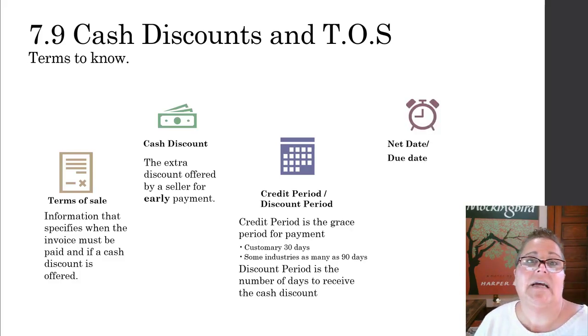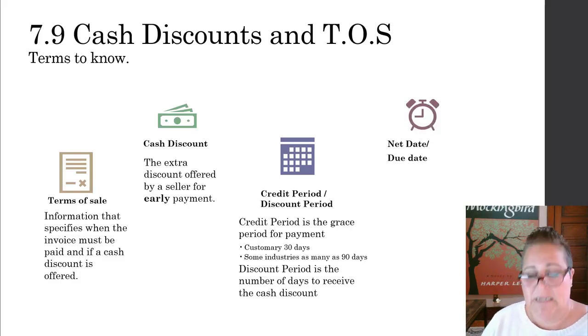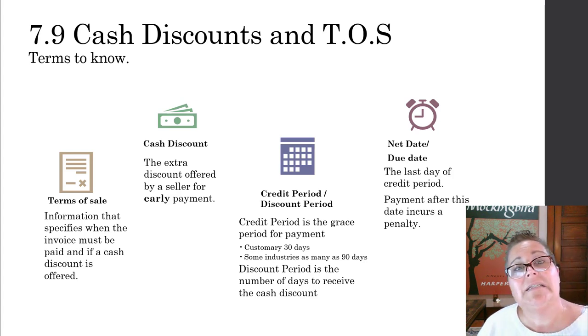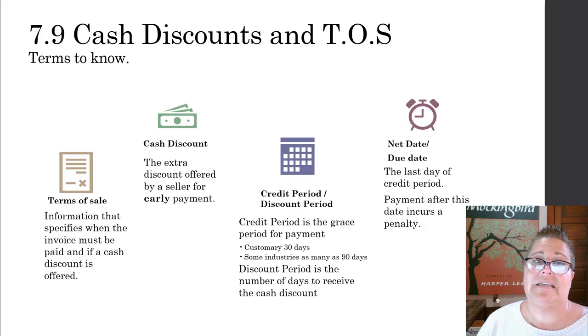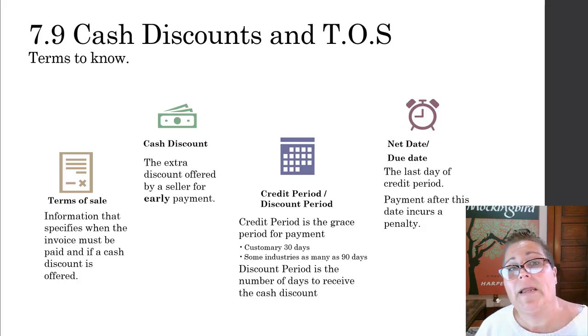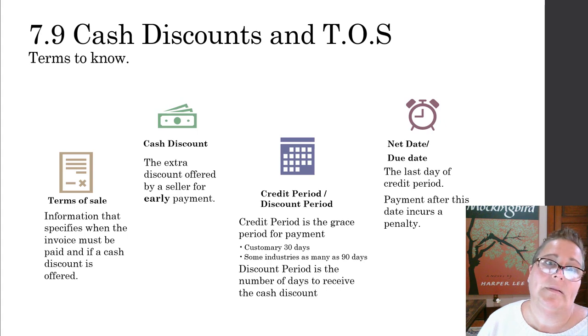Lastly, we have the idea of a net date or a due date. This is the date that final payment is due. It is the last day of the credit period or grace period. In most cases, payment after this date incurs some sort of penalty, whether that be a percentage of the overall bill or a straight late fee. We will be doing some examples with penalties today or tomorrow or next presentation. I forget. But we will bring it up in practice, but I will not test on late penalties.